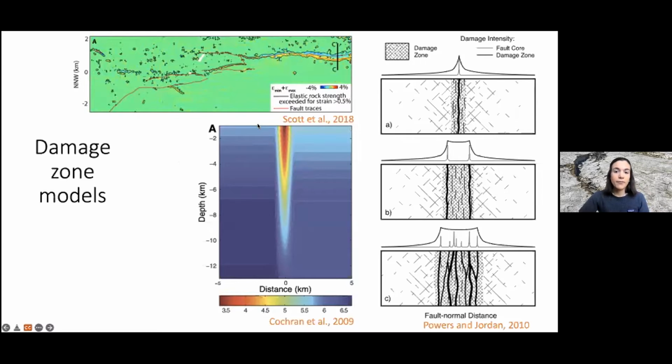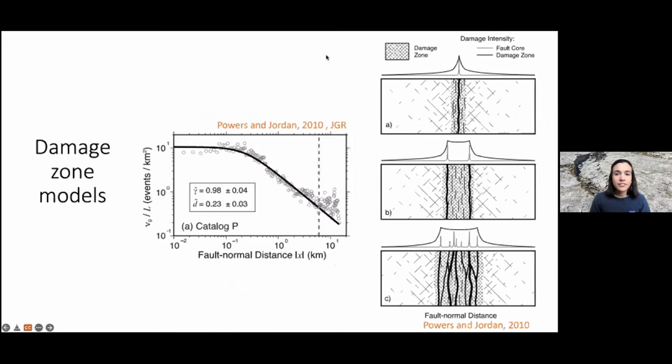Geodetically, damage zones have been characterized as areas of reduced rigidity, or for earthquakes that are directly imaged, the area where strain exceeds the elastic limit of the material. An example of that is shown here from Chelsea Scott's work, where the black lines outline the area, but bound the area where strain has exceeded the elastic limit of the material, which is shown in the yellow and blue colors. And a persisting question in damage zone studies has been whether there are breaks in scaling within the damage zone. This is very well exemplified by the work of Powers and Jordan in 2010.